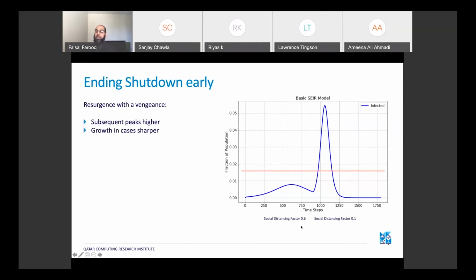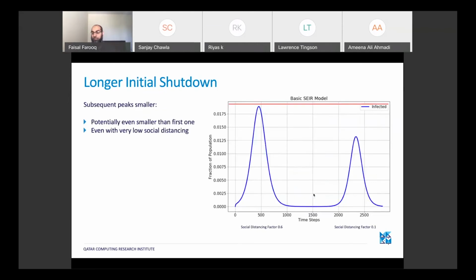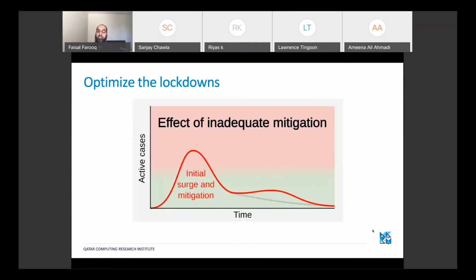And remember, we were at 0.6 when we were under capacity. And if we reopen too soon, the next peak is going to come back with a vengeance. It's going to be higher than the previous one. And if we keep it longer, then the next peak is going to be smaller, even with a very low social distance, which is 0.1, which is basically simply maybe not opening cinema theaters or something like that. I don't know, whatever that is. But if we keep it longer, then it happens. Again, going back to which basically means that we need to optimize these lockdowns so that we prevent these resurgences.